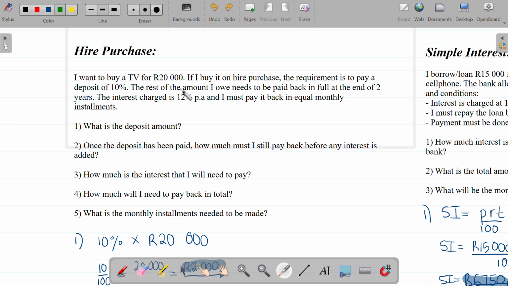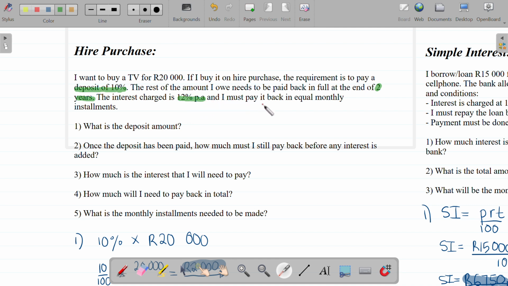Then the rest of the amount I owe needs to be paid back in full at the end of 2 years. This is very important. Even in your test, I would suggest just highlighting. So deposit is 10%, needs to be paid back in 2 years, and the interest charged is 12% per annum, which means per year. And guys, they don't need to specify whether it is simple or compound interest, because hire purchase is always simple interest.